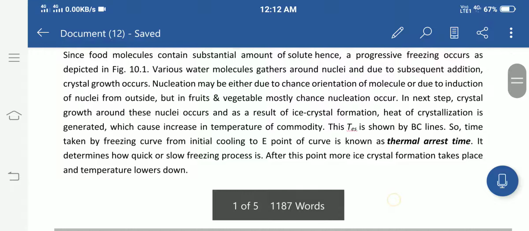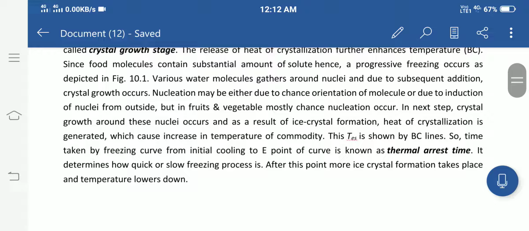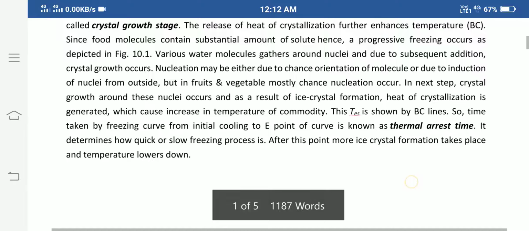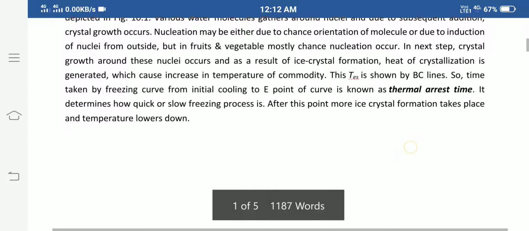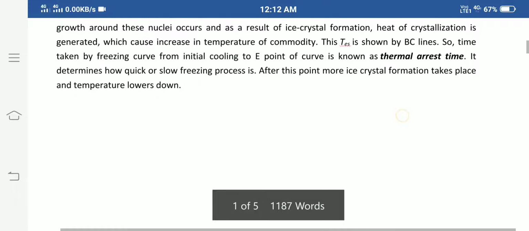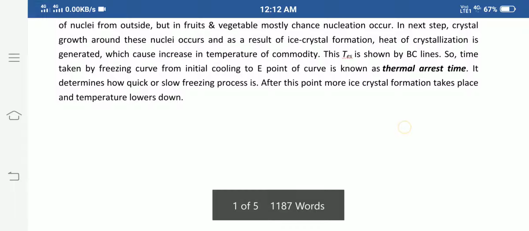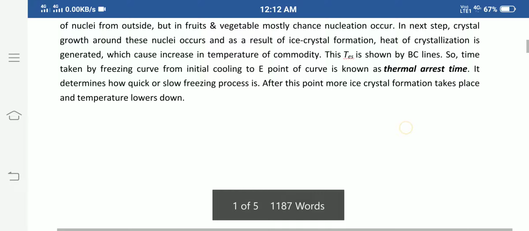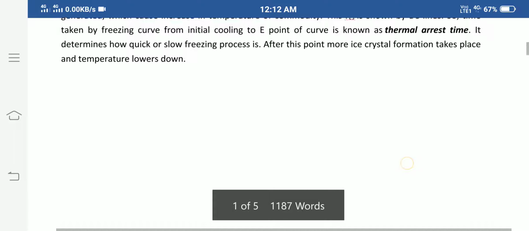So to accelerate the freezing process, nucleation can occur naturally, or nuclei from outside can be inducted to increase the rate of freezing. In the next step, crystal growth around these nuclei occurs, resulting in ice crystal formation. Heat of crystallization is generated, which causes an increase in the temperature of the commodity.